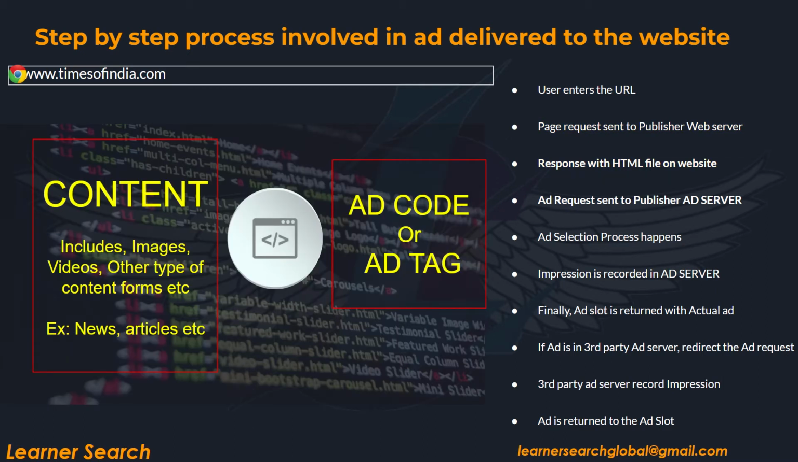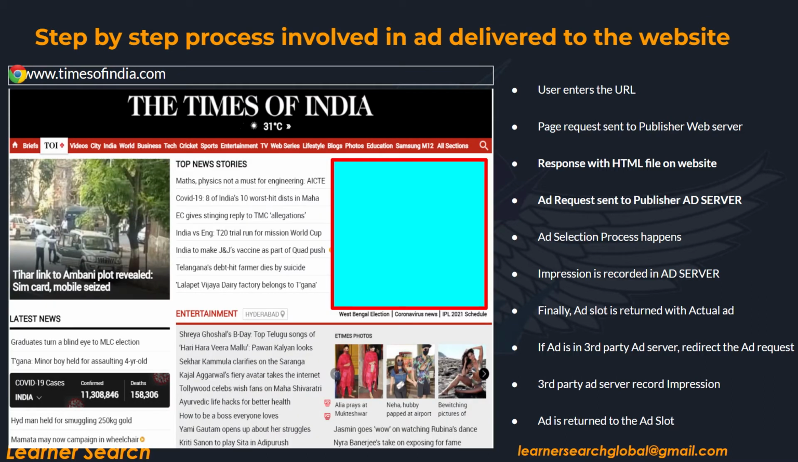and ad tag. As the browser loads a web page, media content is delivered and it understands that this page contains only content but no ads in ad spaces. Now, how does the browser fill this ad space with an ad and where does it get those ads from?